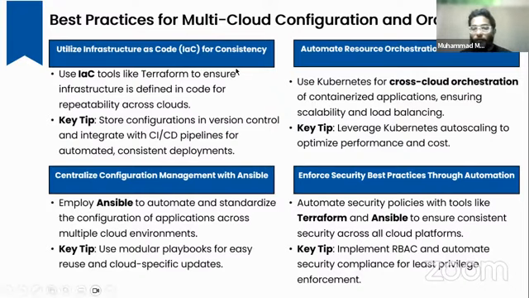The next is automate resource orchestration with Kubernetes. Use Kubernetes for cross-cloud orchestration of containerized applications, ensuring scalability and load balancing. Leverage Kubernetes auto-scaling to optimize performance and cost. This is a key tip for automating resource orchestration with Kubernetes. Enforce security best practices. Automate security policies with tools like Terraform and Ansible to ensure consistent security across all cloud platforms. Like, we can implement role-based access control and automate security compliance for least privilege enforcement.